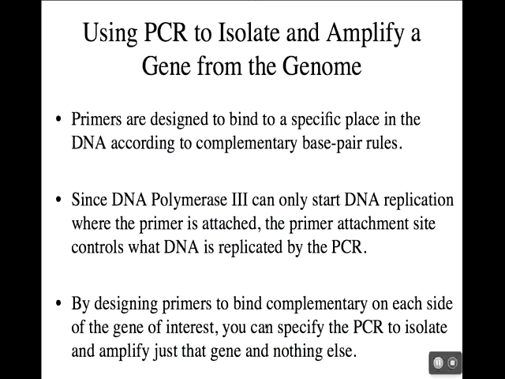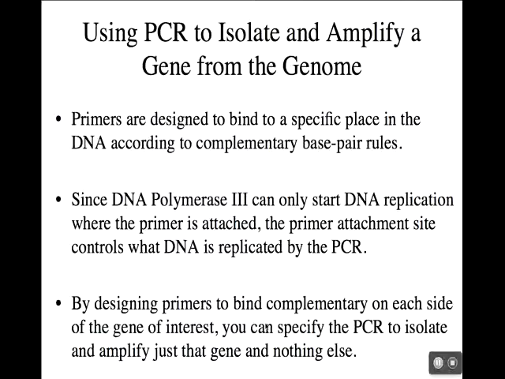So primers are designed to bind to a specific place in the DNA according to complementary base pair rules. And by the way, usually the primers that we use in PCR are DNA, not RNA. There's no reason that they have to be RNA. So usually in a PCR, they just use DNA primers.